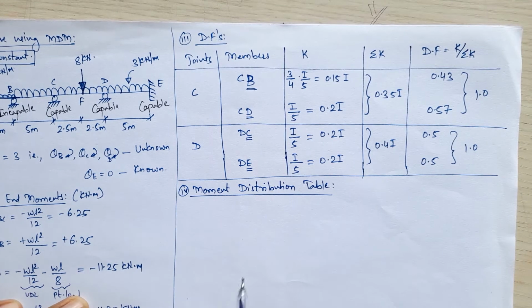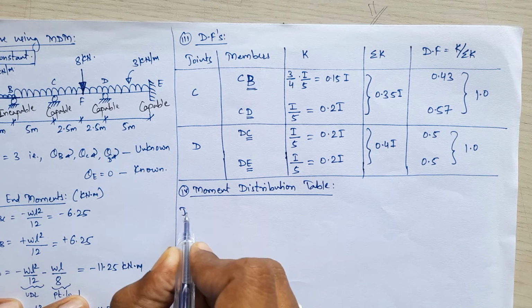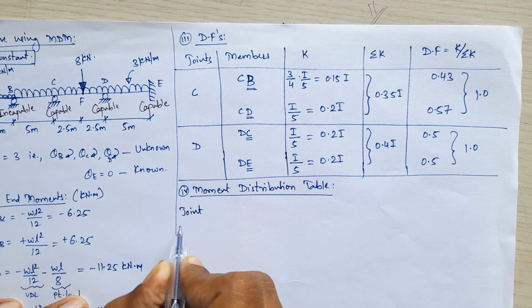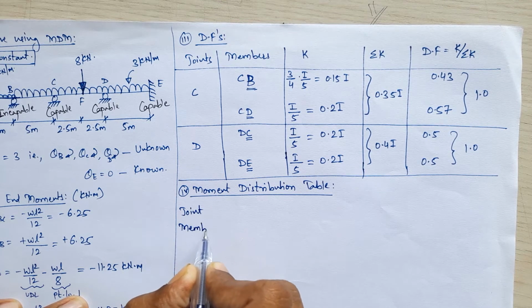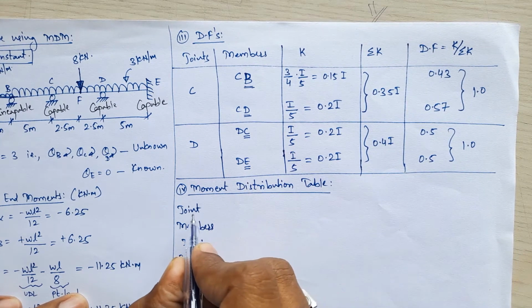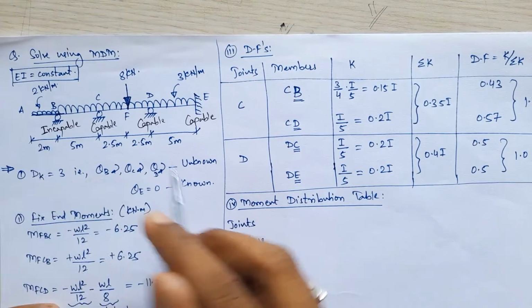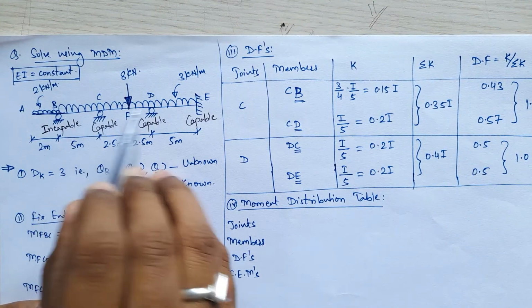Okay, I have told you in the last lecture, your first 4 rows will remain common. The first row will be your joint, the second will be your members meeting this joint. The third row will be your distribution factors, and the fourth row will be your calculated fixed end moments. Now, for joints, you have to consider all the joints given in your complete beam. That is, the first joint will be your B, second C, D and E.